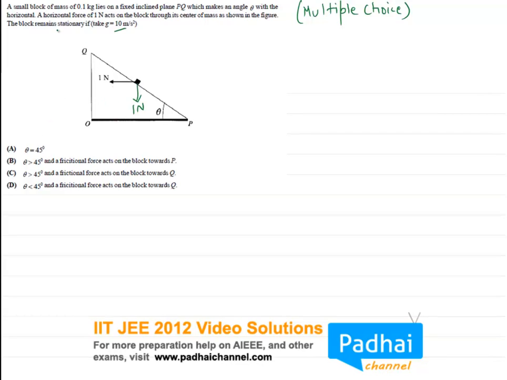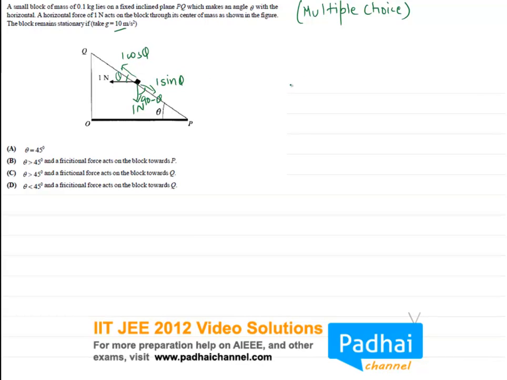So it is saying if the block has to remain stationary, what will happen? The force along this and the force along this should be 0, right? The force along the surface of the inclined plane should be 0. So if this is theta, this will be 90 minus theta, right? And this will be theta. So this will be equal to 1 cos theta, and this will be equal to 1 sin theta.